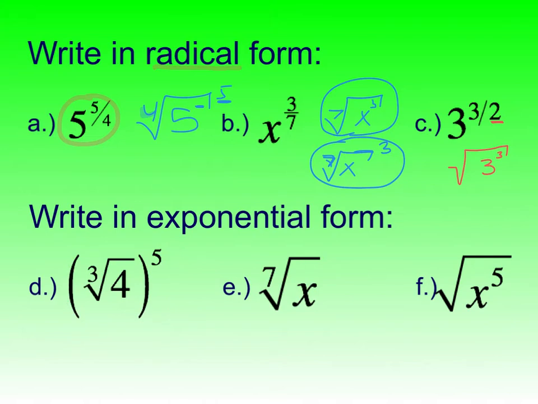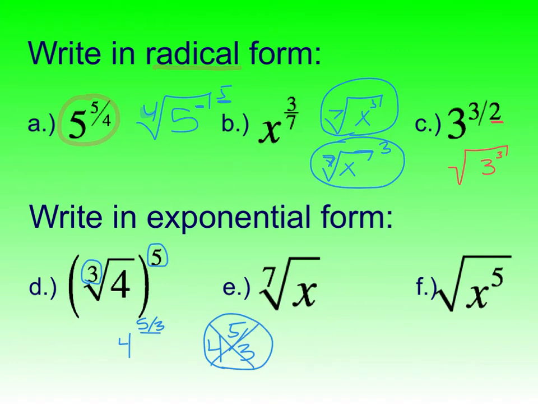Now we want to write in exponential form, so we want to go in the other direction. Remember, this is the denominator, this is the numerator. So that's going to be 4 to the 5/3 power. Now make sure your exponent is smaller than the base. You don't want to make it 4 to the 5/3, because that looks like a mixed number, 4 and 5/3. We don't want that. We want 4 to the 5/3.